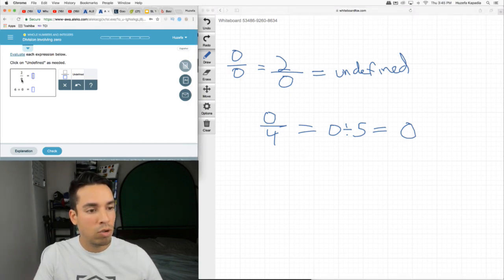But both of these, this is 2 over 0, which is 2 divided by 0, which is undefined. Same with this. This is 6 divided by 0, which is undefined.